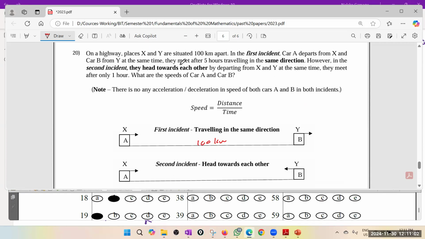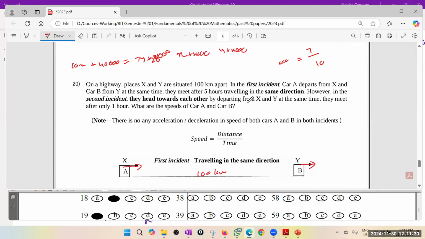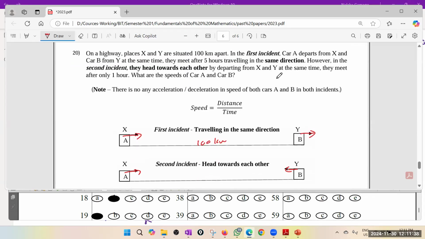They meet after 5 hours, traveling in the same direction. That is, X is also going this way, Y is also going this way, which means car A must be going faster. However, in the second incident, they head towards each other, in opposite directions, so they must meet faster, departing from X and Y at the same time.